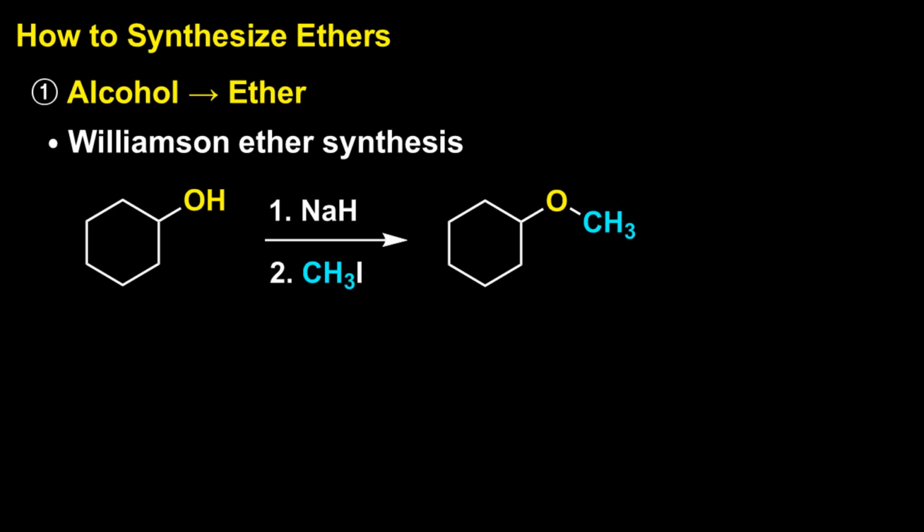This reaction works best when the alkyl halide is primary. That makes the SN2 step clean and efficient. And the cool thing is, it's super versatile. You can make all kinds of ethers just by switching up the alcohol or the alkyl halide.